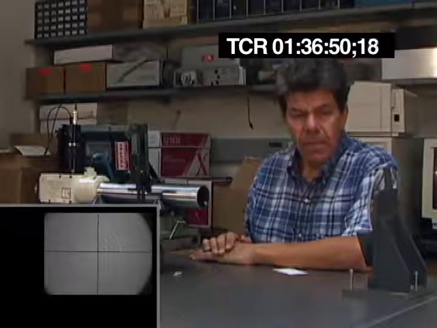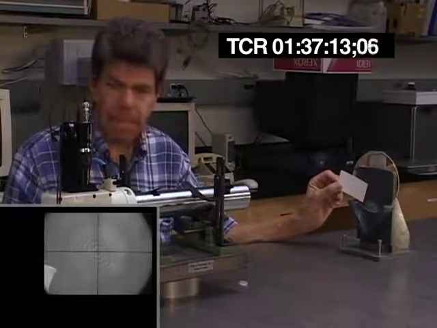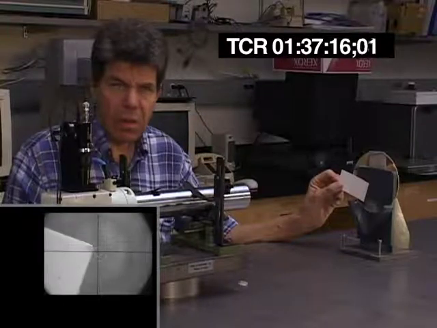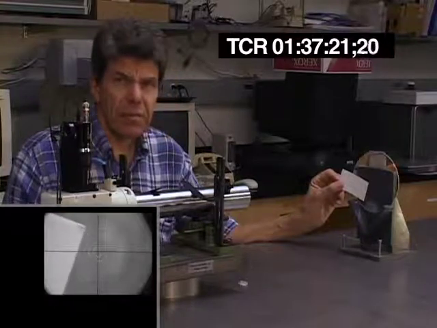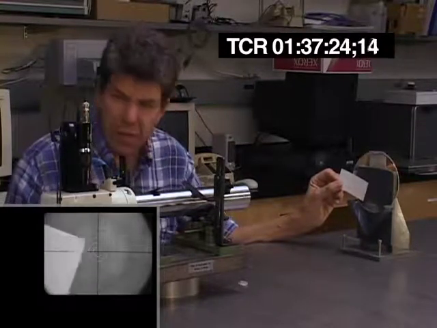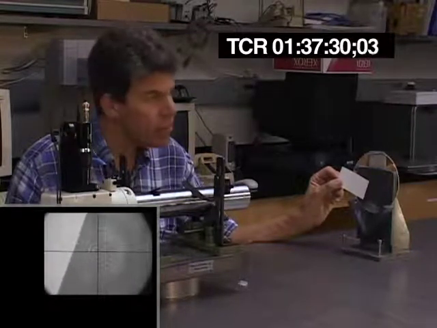Now, what I'd like to do is discuss where the alignment telescope is pointing relative to the lens. So I'm going to go back to the retroreflected image, which is right here. And I'm going to take the tip of my card. Now, if you look at the lens, you can see that the tip of my card is not really centered on the lens. The center of the lens is more like over here. All right.